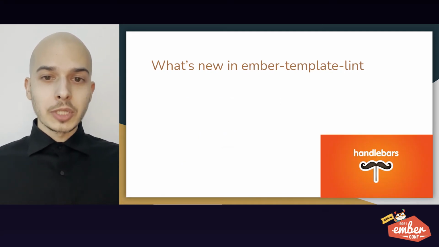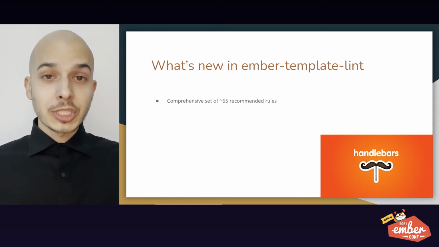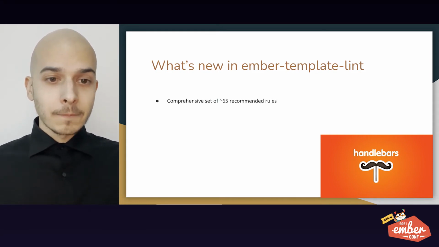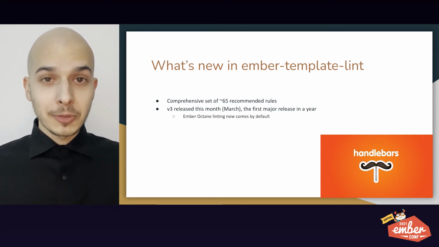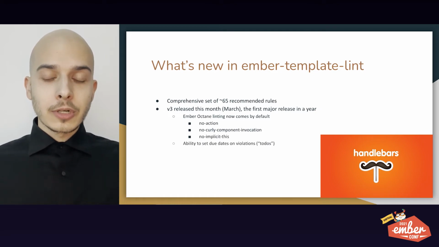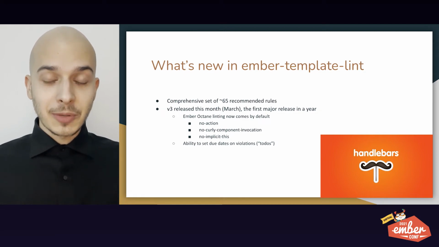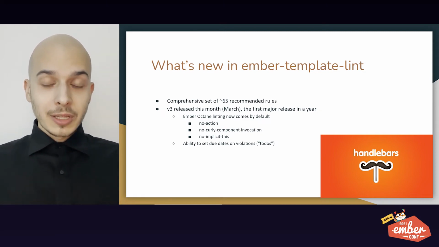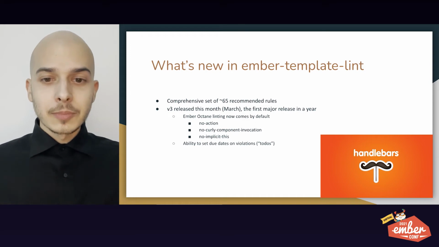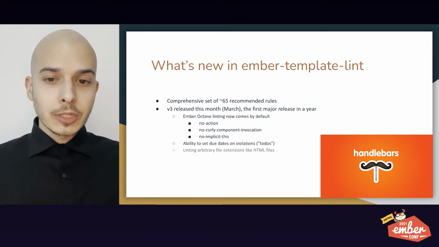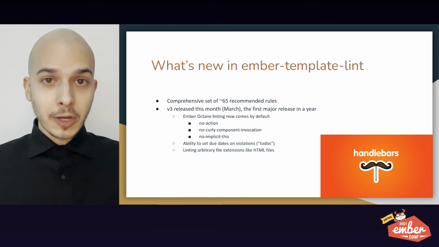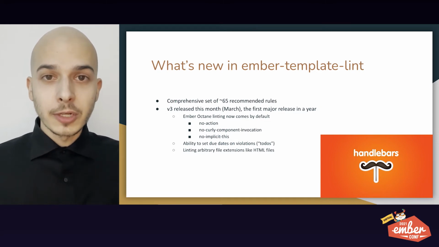Ember template lint is Ember's custom linter for Handlebars templates. This one also has a sizable number of lint rules. And the latest release also comes with Ember Octane linting enabled by default. There's also a neat new feature for setting due dates on linting violations, something that can be useful when you have hundreds of violations to address. And finally, there's a new feature for linting arbitrary file types, including plain HTML files.